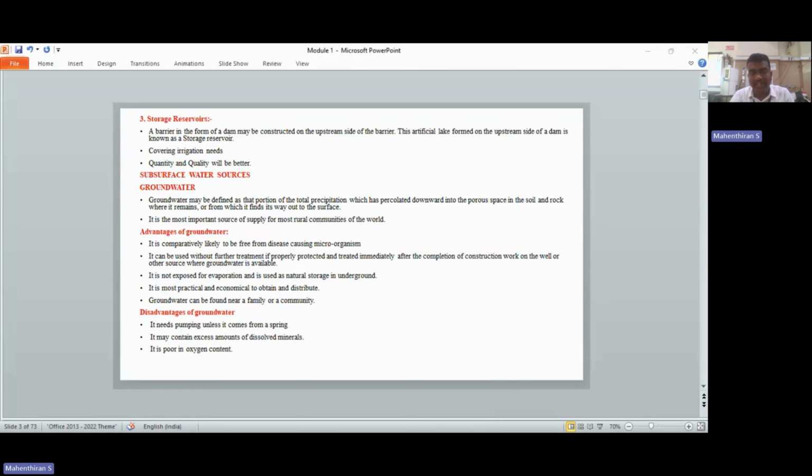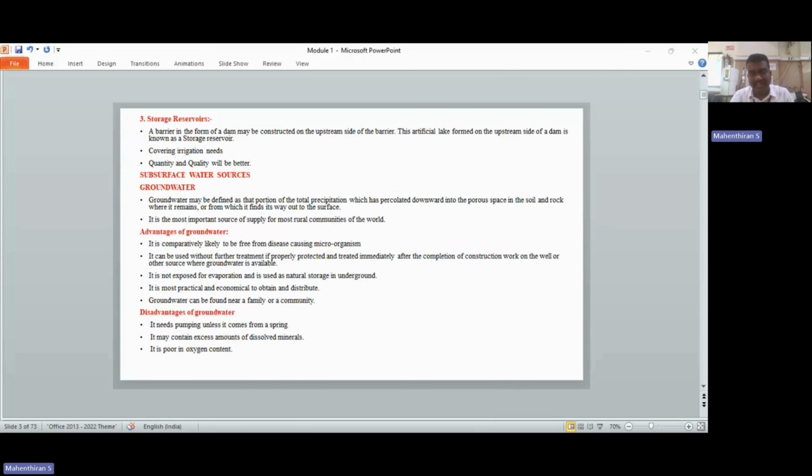Second, quantity and quality improvement. When the water is stored, we can regulate supply during dry periods. Also, some amount of natural settling happens in reservoirs. We can slightly improve water quality by allowing suspended particles to settle.